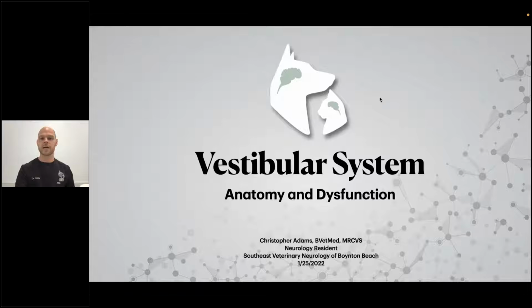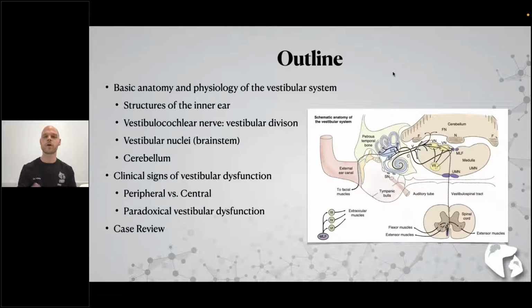So taking the next step, an outline of what we're going to be covering today. We're going to start with basic anatomy and physiology of the vestibular system. And as you can see from this picture, it's quite elaborate. There's a lot of moving parts that go into the vestibular system. I'm going to try to break it down and make it as simple as I can for you, and hopefully just give you the main points of what you need to know.